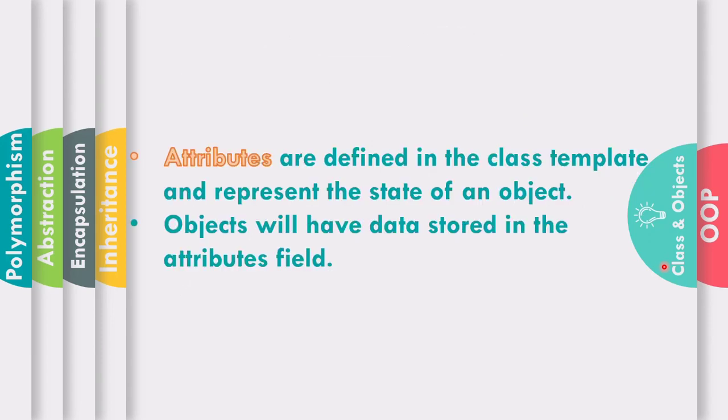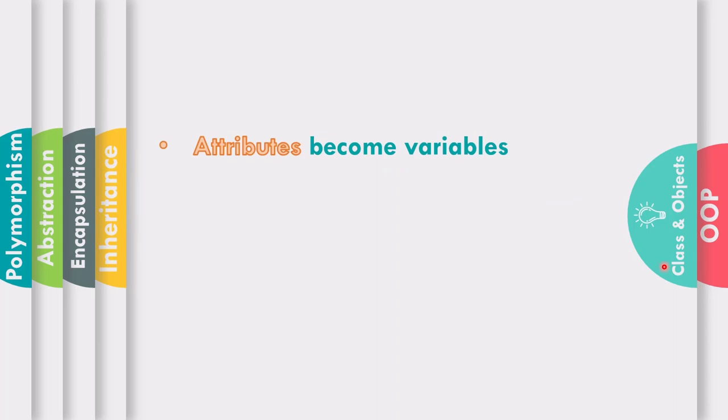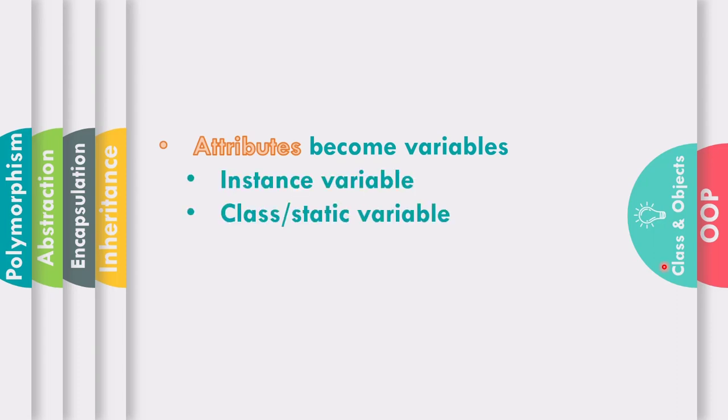Attributes. Attributes are defined in the class template and represent the state of an object. Objects will have data stored in the attributes field. The attributes defined in the class will become variables in the program. There are three types of variables: instance variables, class or static variables, and local variables.